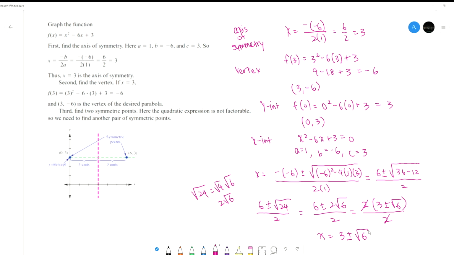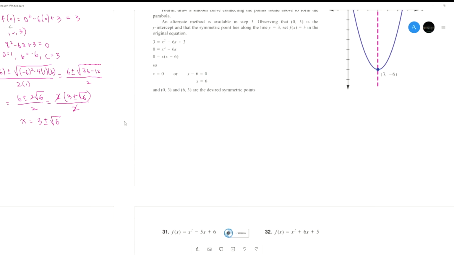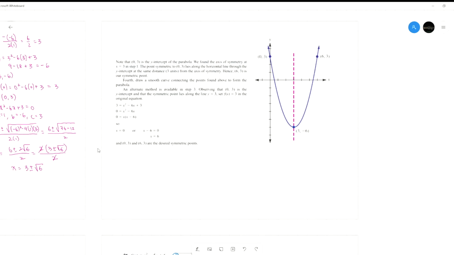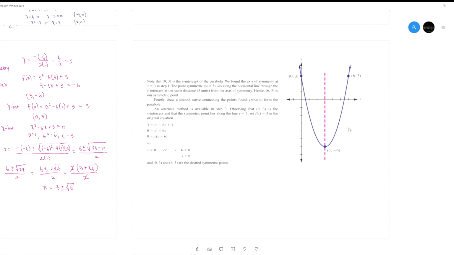Two solutions. Now when we're graphing, right, radical 6 is hard to graph. So what I would do is get a decimal approximation of 3 plus the radical 6 and the 3 minus radical 6. But even if we don't graph it, it's okay. Okay? Because what can we do? We can graph the other points. We only need 3 points total to really sketch this anyway.